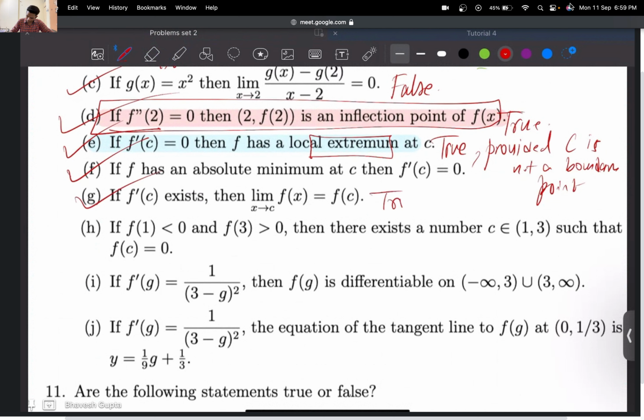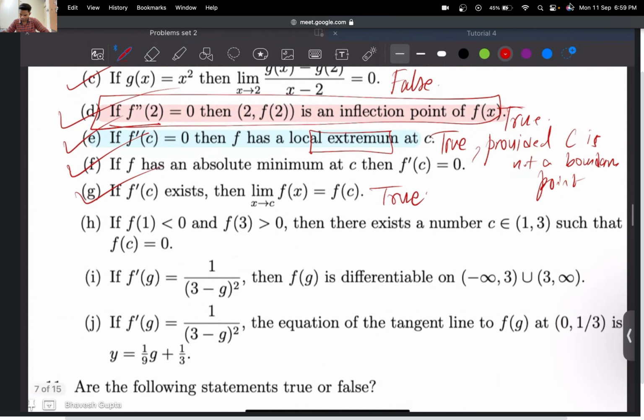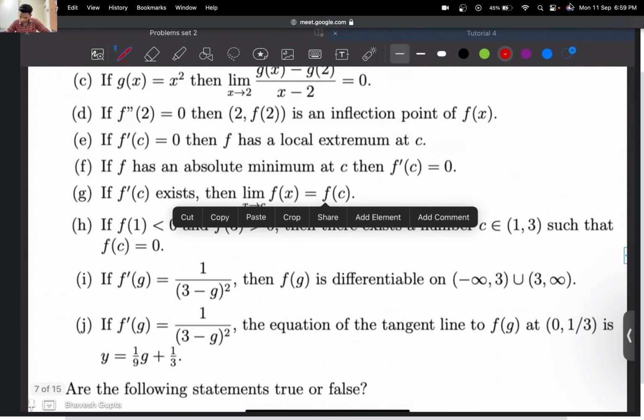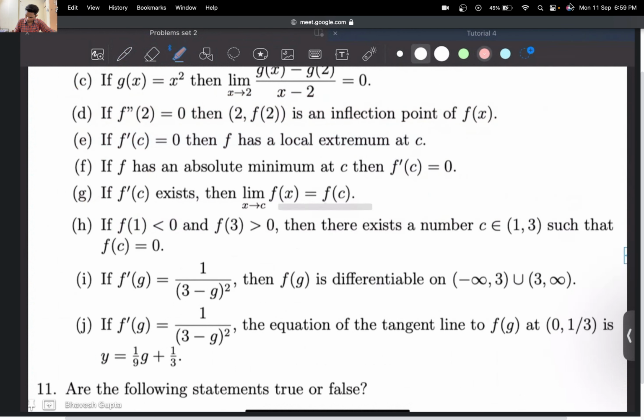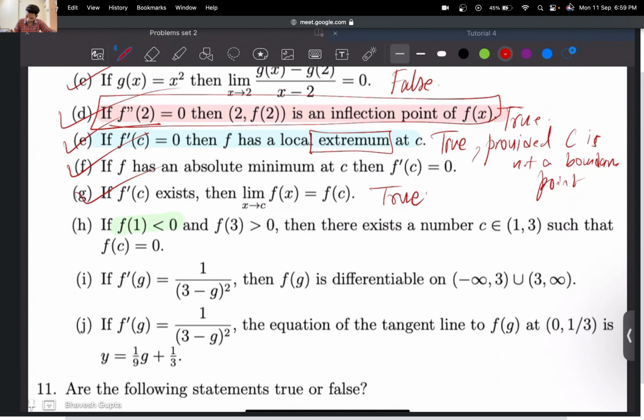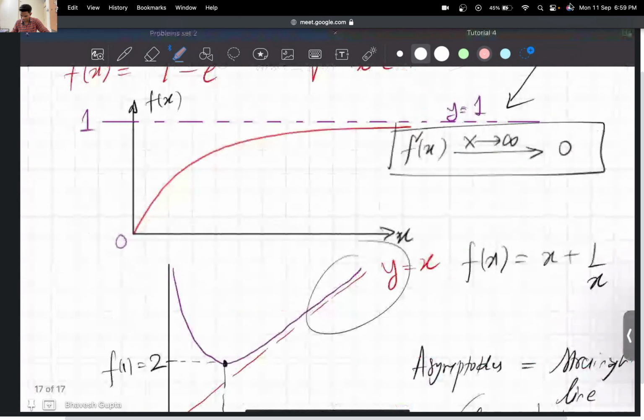So the answer is true. The H part basically tells you that f of 1 is negative, but f of 3 is positive. If you take the multiplication of them, f of 1 times f of 3 is negative. That means you can just use the same argument which you have discussed earlier.